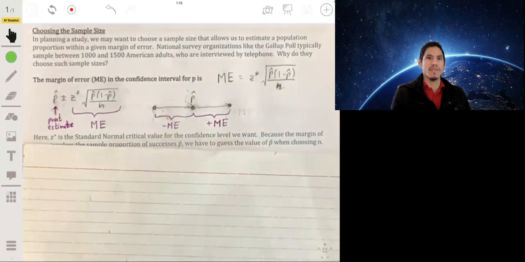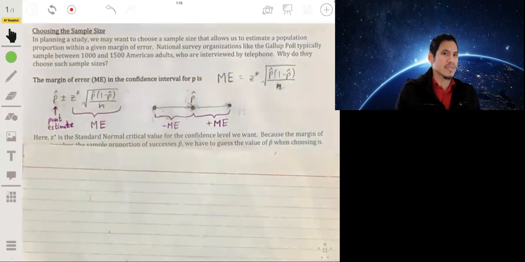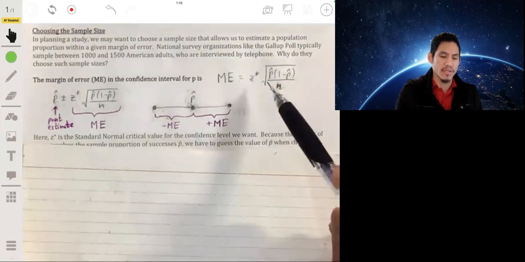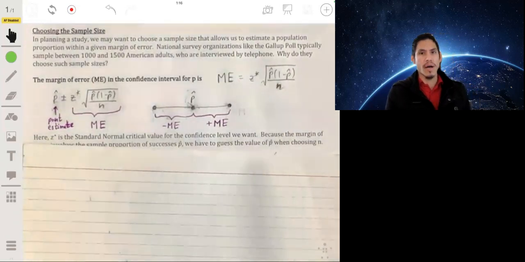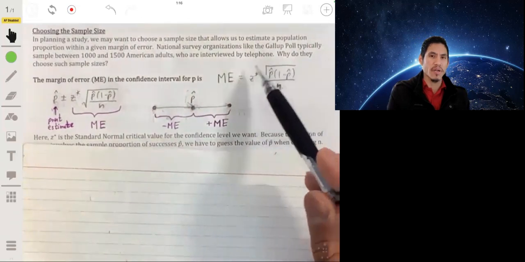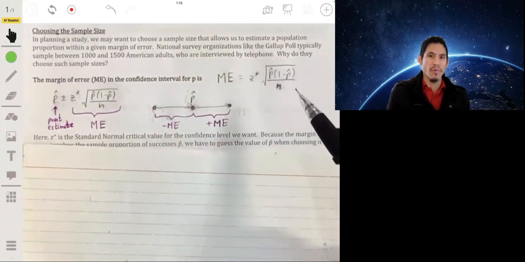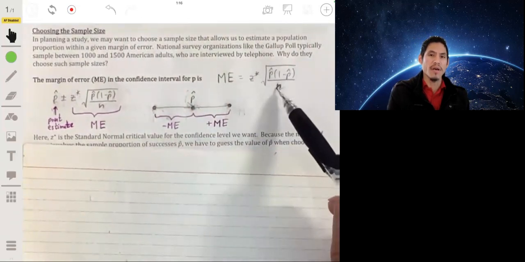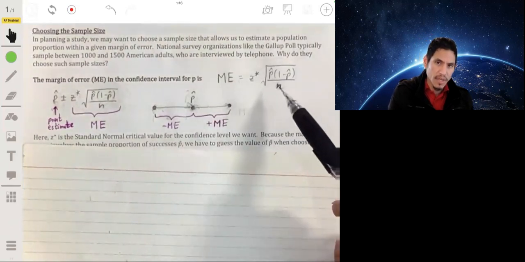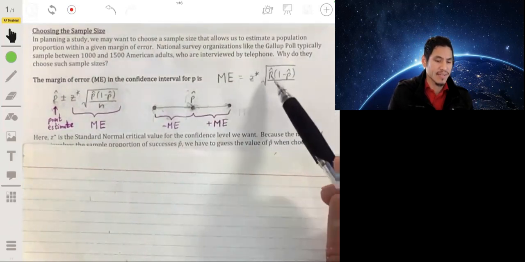It can be expensive, it could be time consuming. So researchers will usually try to see what's the minimum amount of people that I need to survey or sample to satisfy this margin of error constraint. And so if we're working with this quantity, we just need to basically solve for n. But the issue is that the margin of error also depends on p hat.